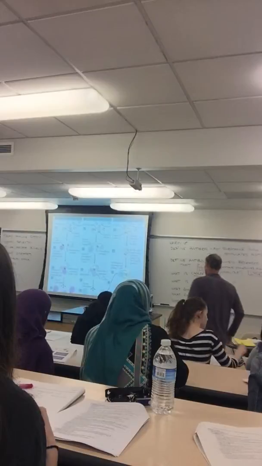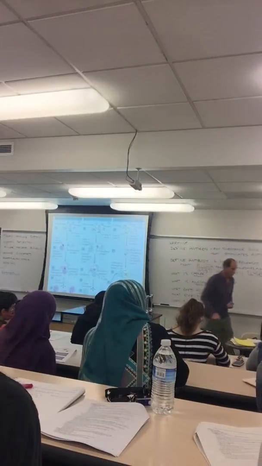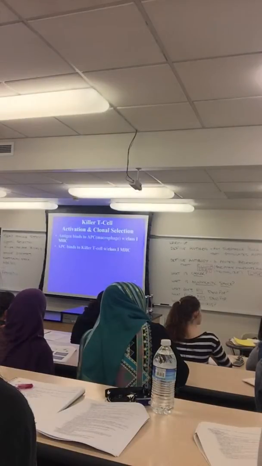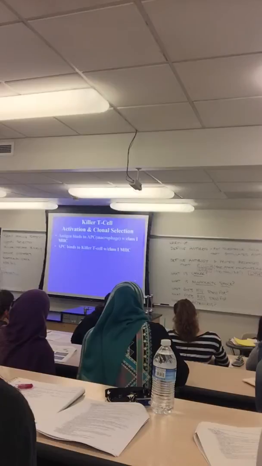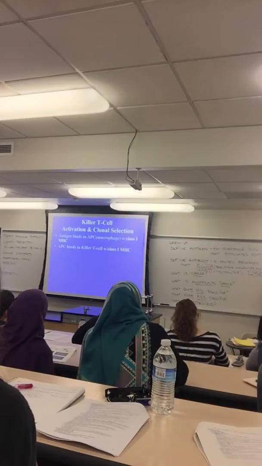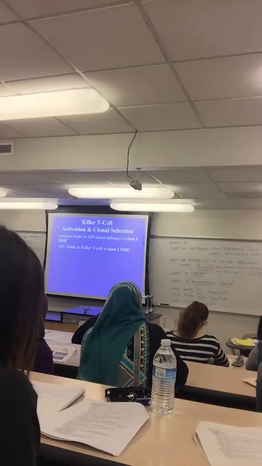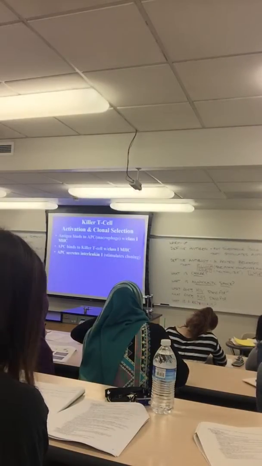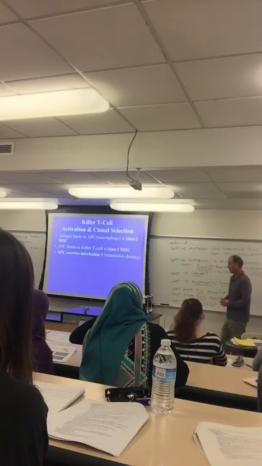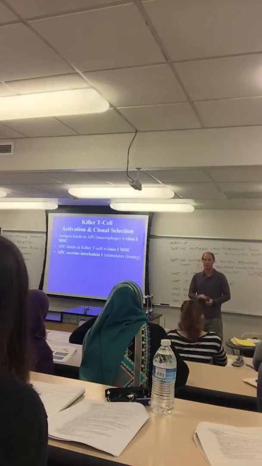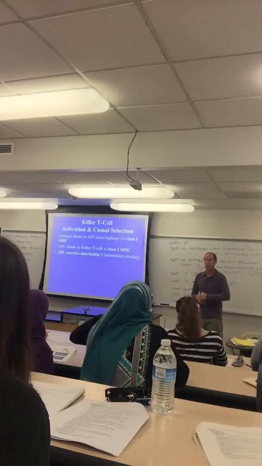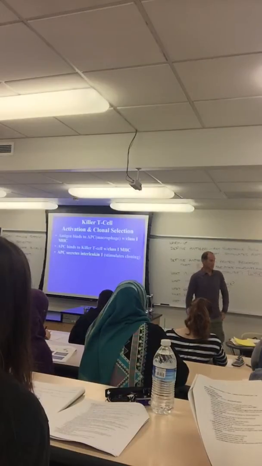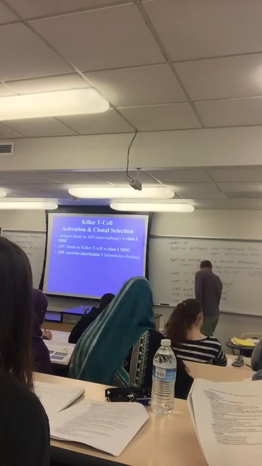Alright, so the APC is going to bind to the killer T cell, right? With the class 1 MHC. And I'm just going to simplify, I'm not going to write every step of it. So the APC secretes interleukin 1. And you may recall what usually secretes interleukin 2? Not B cells, helper T cells secrete interleukin 2.